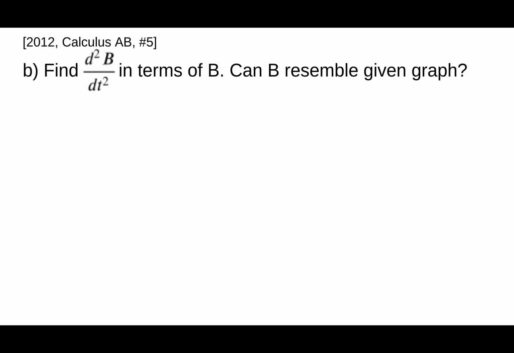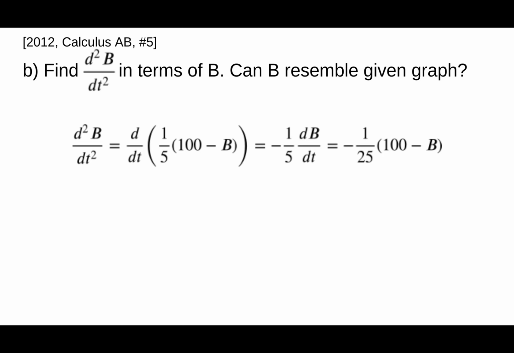In part B, we are asked to find the second derivative of the function b in terms of b, and then asked to determine if the function b can resemble the graph provided in the question stem. Well, we don't have d squared b dt squared, so we're going to have to find it. To do this, we're going to differentiate our dB dt. And keep in mind that since b is itself a function of t and we're differentiating with respect to t, this is an application of the chain rule.